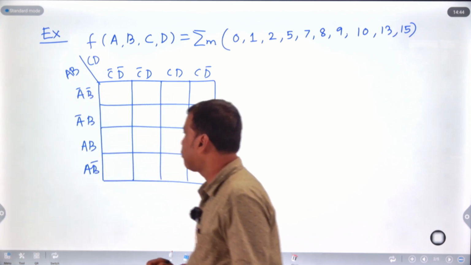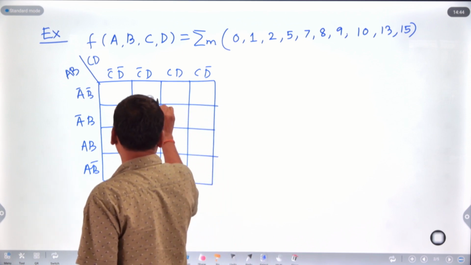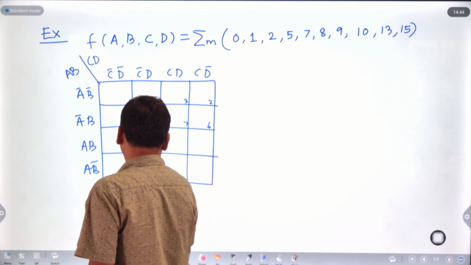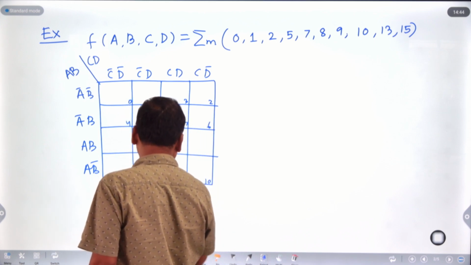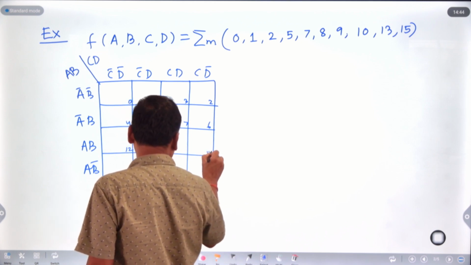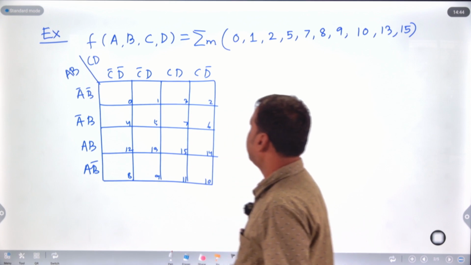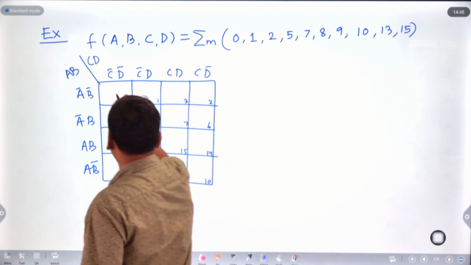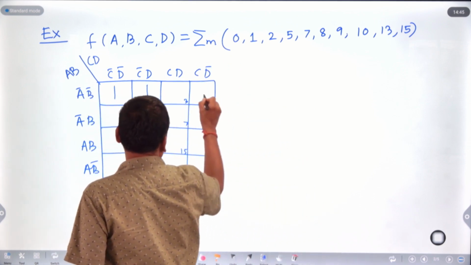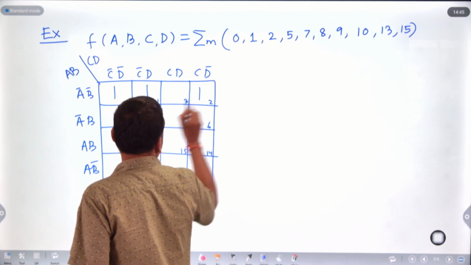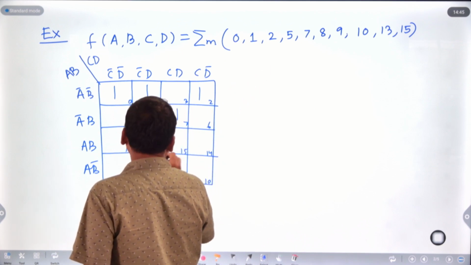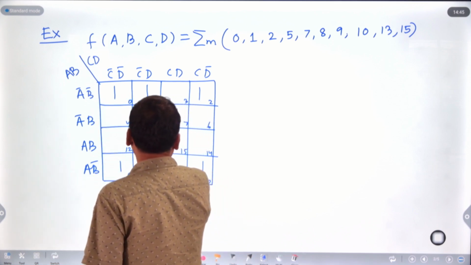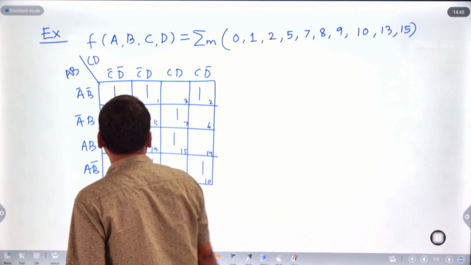Already you know the position of squares: 0, 1, 2, 3, 4, 5, 6, 7, 8, 9, 10, 11, 12, 13, 14, 15. Then you put the given minterms. There are minterms at 0, 1, 2, 5, 7, then 8, 9, 10, 13, and 15.